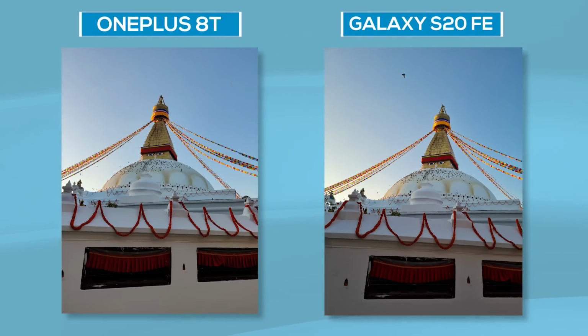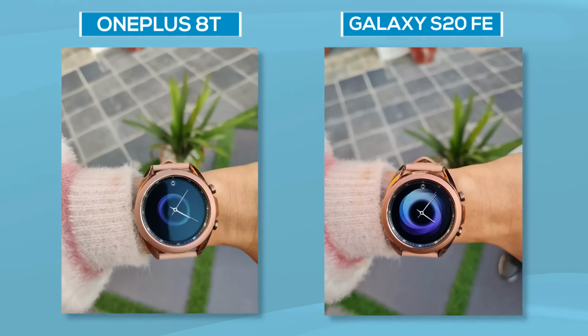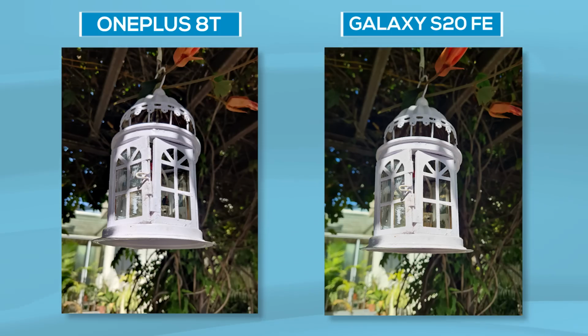With that out of the way, let's kick things off by comparing the primary images of these two phones. Right off the bat, I like the slight pop in colors done by the S20 FE. It does not oversaturate the image and therefore makes it look pleasing to the eyes. On the other hand, the normal images from the OnePlus 8T also look good.